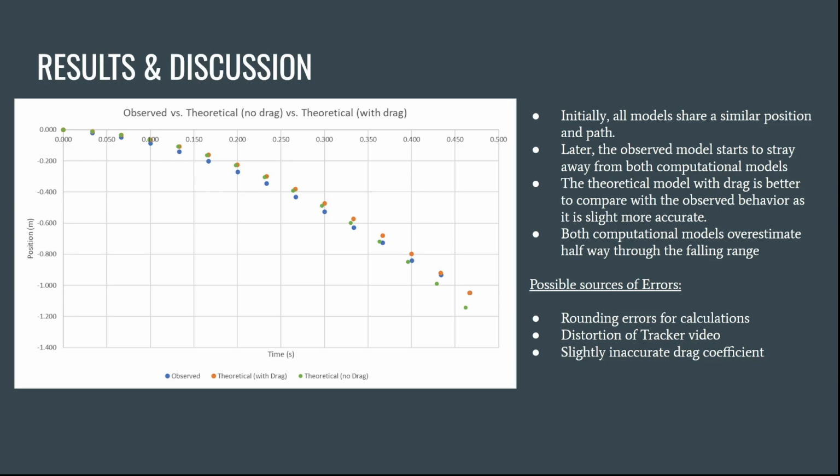Some possible sources of error are rounding errors that could slightly skew each point, distortion of the tracker video, which could show inaccuracies when tracking changes in position and putting each point mass as the object falls. And we could have a slightly inaccurate drag coefficient, which may not be the same as the observed model.